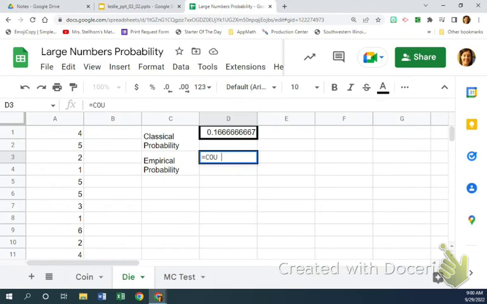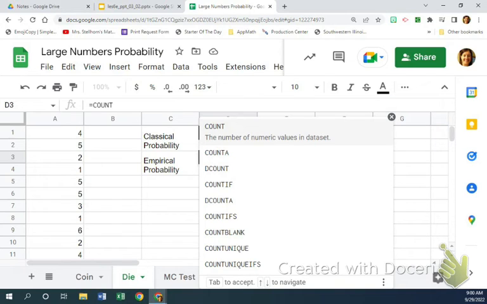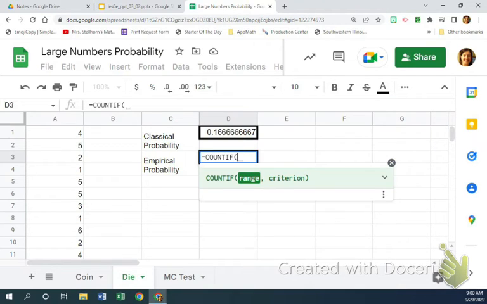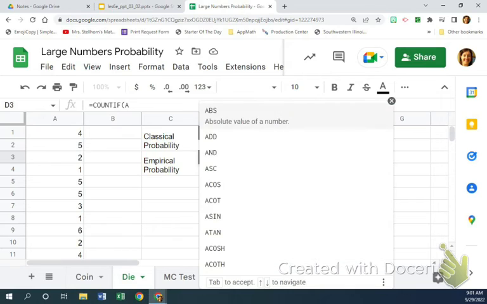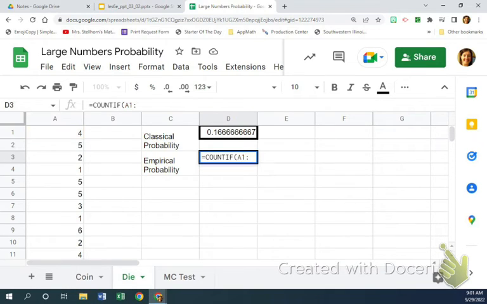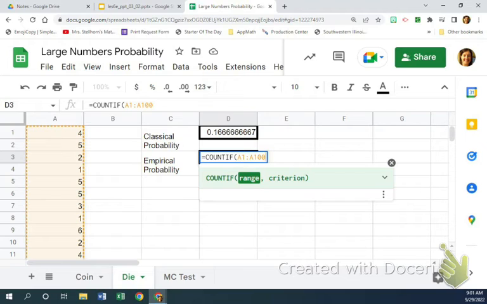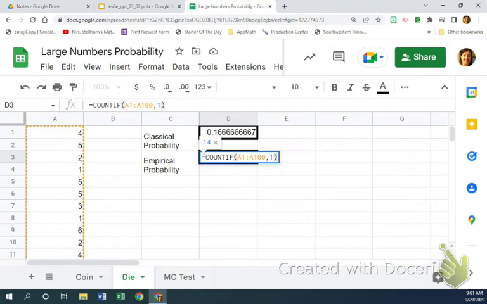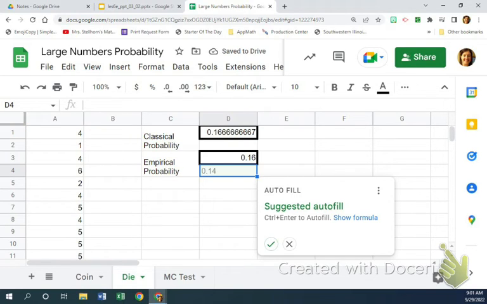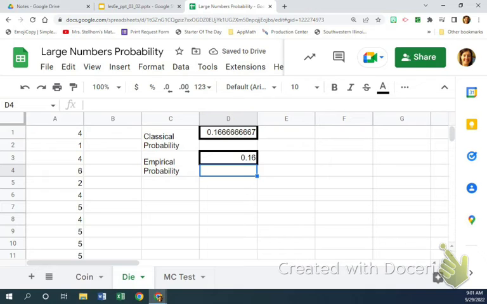And what I'm going to do is scroll back up to empirical probability and hit equals. I want to count, C-O-U-N-T-I-F, open parentheses, A1 colon A100, if that range got me the probability of 1. I close parentheses, but that's not all. I want that divided by the number of trials, which for this one is 100. I hit enter. I do not do the autofill.